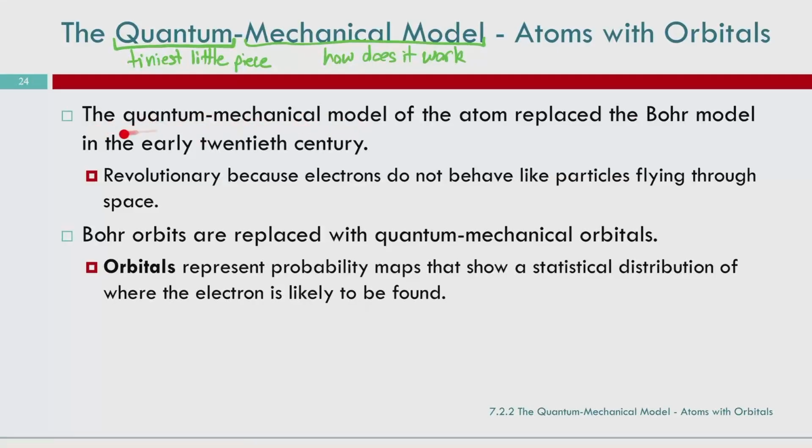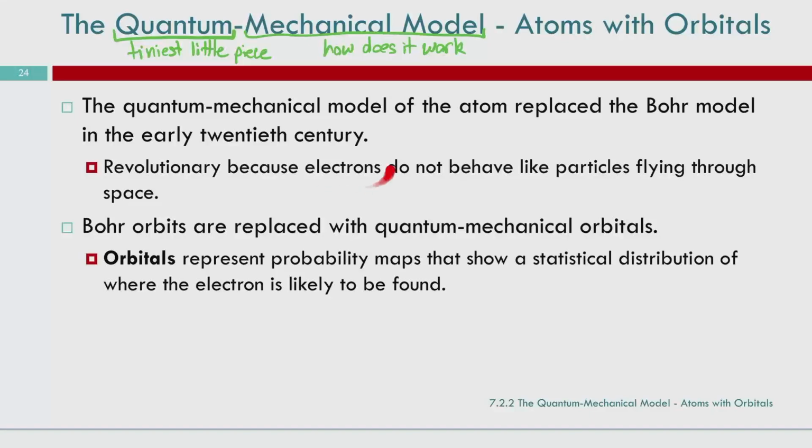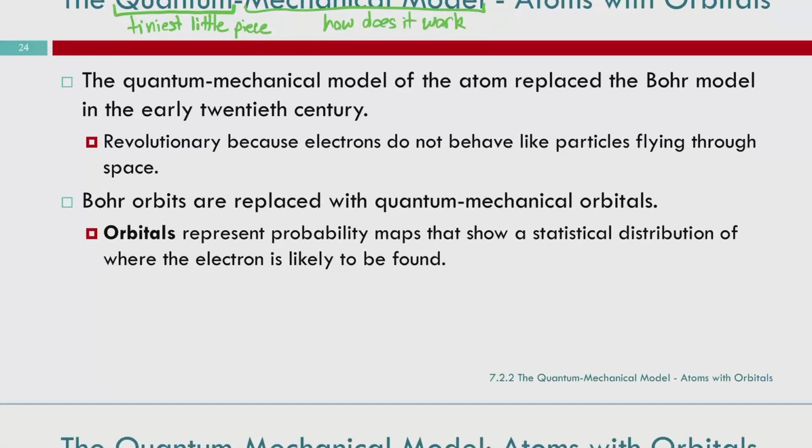So the quantum mechanical model, this is our current model of the atom. It replaced the Bohr model. And what's cool about it is that it tells us that electrons don't behave like particles. This is also part of what's scary about it, because it's nice to think about our electrons orbiting on these little paths, and that's not the reality. It's still helpful in some cases to think about them as orbiting, so I'm still going to talk about it that way, but they actually don't behave like that. So what we're doing is we're upgrading our Bohr orbits. Our Bohr orbits are becoming orbitals.